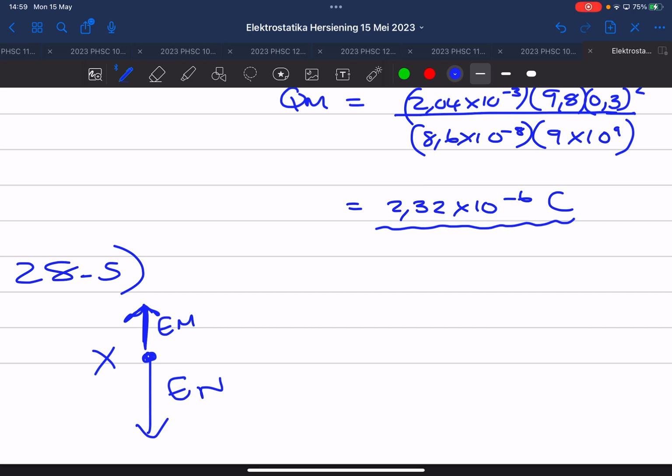Ja, maar jy kan nou nie die kragte diagram teken nie, jy teken 'n vektor diagram van die velde. Maar punt X het ook nie, hy's net 'n punt, hy het nie 'n massa nie. Okay. So dan gaan jy weer sê, okay, the opposite directions. Let's choose up to be positive. Op is positief. Then the net electric field will be EM minus EN.